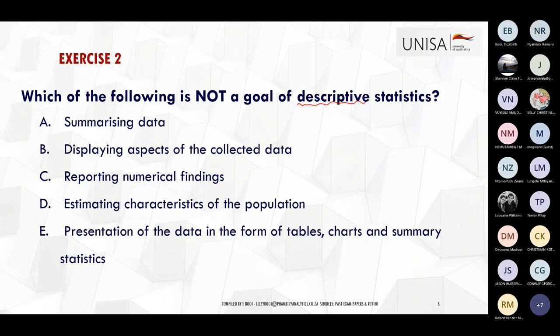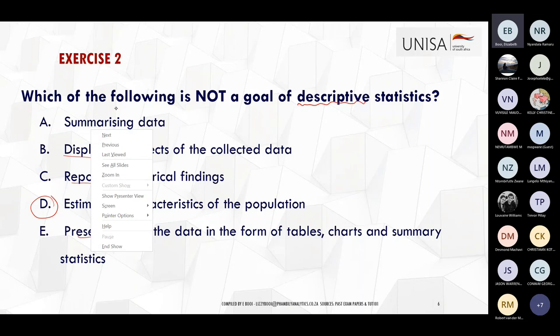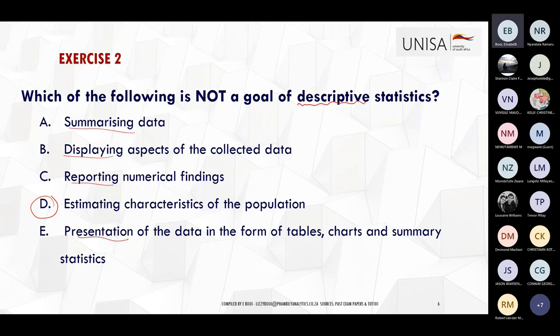D. Christian says D. Nyalanda also says D. That is correct. That is not part of descriptive statistics. Remember, descriptive statistics is about summarizing, presenting, and visualization. So here we have presenting, reporting, displaying, which is visualization, summarizing, and so forth. So D is the only one because D says estimating. We only estimate in inferential statistics.